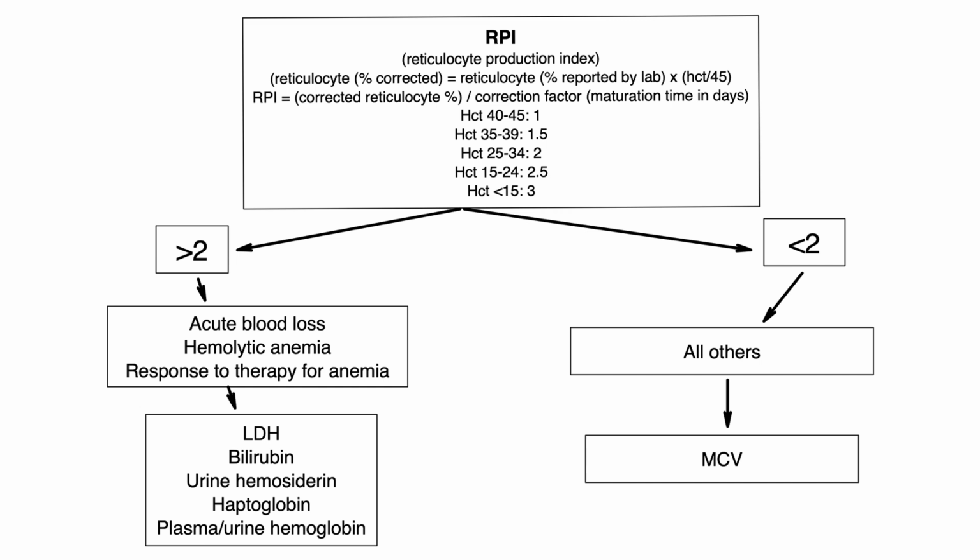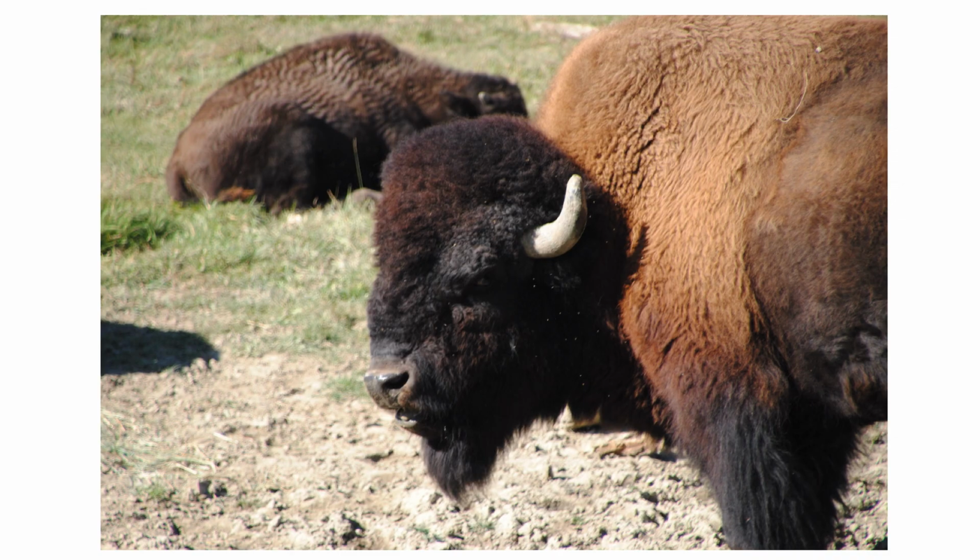The first thing it says to go for is the MCV. And then if you're looking at breakdown, you want to do things like LDH, bilirubin, urine hemosiderin, haptoglobin, plasma and urine hemoglobin. And we'll go through these. This is just kind of an introduction to it. We'll go through these as we go.